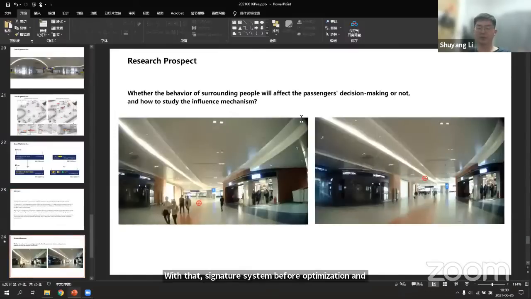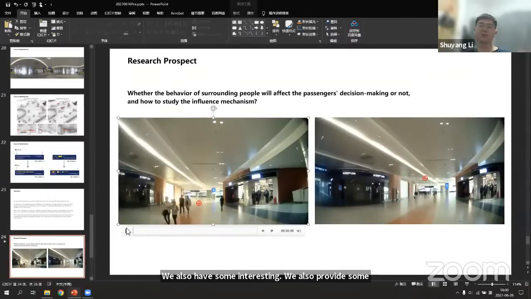And in our research, we also find some interesting things, like the passengers' visual behavior. The passengers' visual behavior will be affected by the surrounding people.